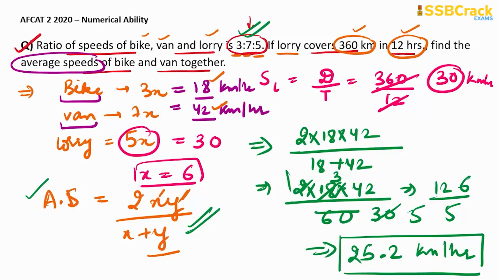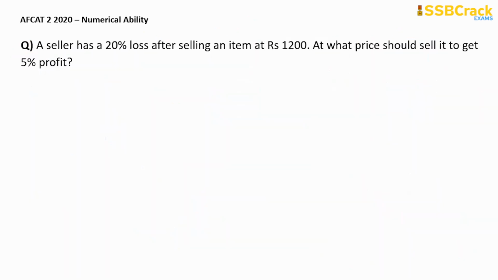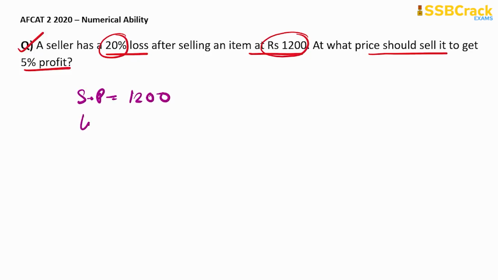Right, now coming on to the next question. So the next question states that a seller has a 20% loss after selling an item at 1200 rupees. At what price should he sell it to get 5% profit? So we are given that a seller sold his item at 1200 rupees and faced a loss of 20%. So we are given the selling price as 1200 rupees and loss as 20%, right?